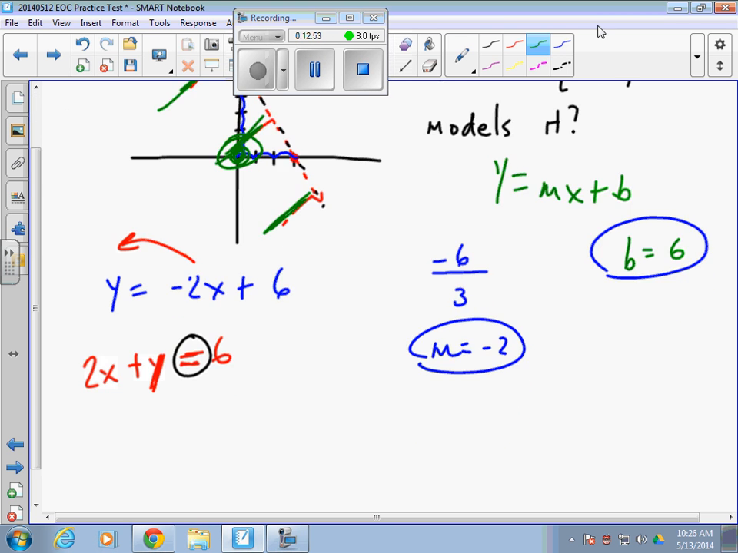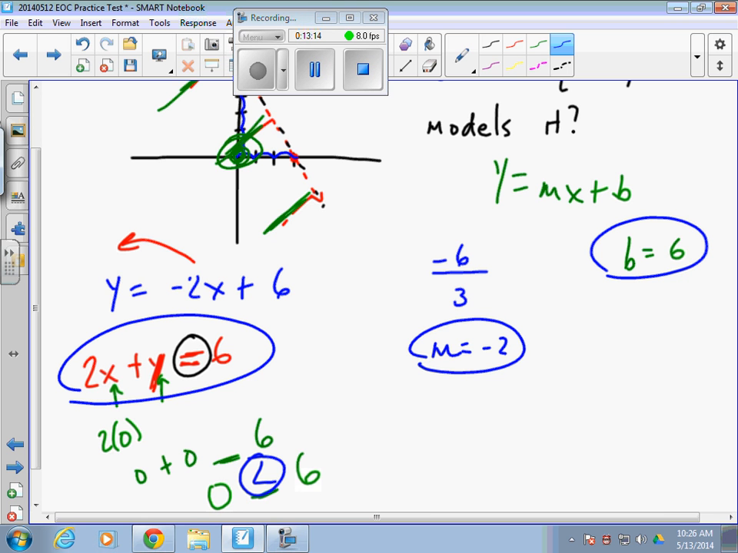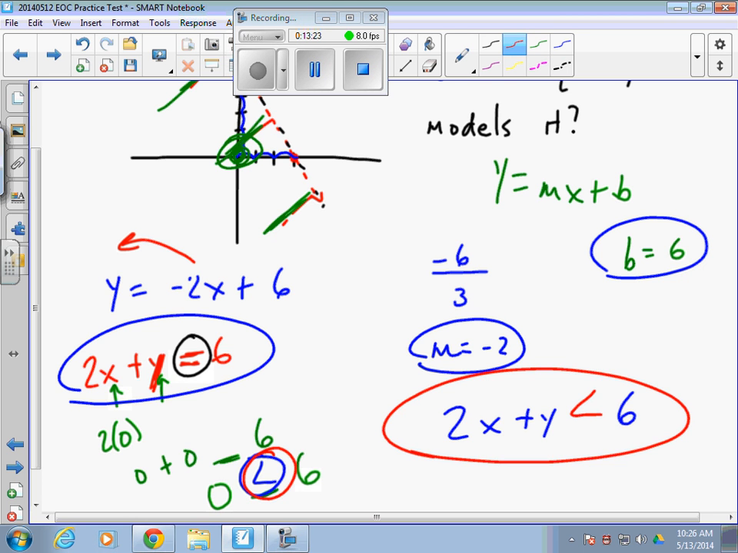So when you plug in 0 in place of both x and y, 2 times 0 is 0 plus 0. You want it to be true when it says whatever it does to 6. So 0 is something 6. We know that 0 is less than 6 makes the true statement. So you use that same equation, 2x plus y equals 6, and you plug in the true statement, less than 6. And that was D for that one.